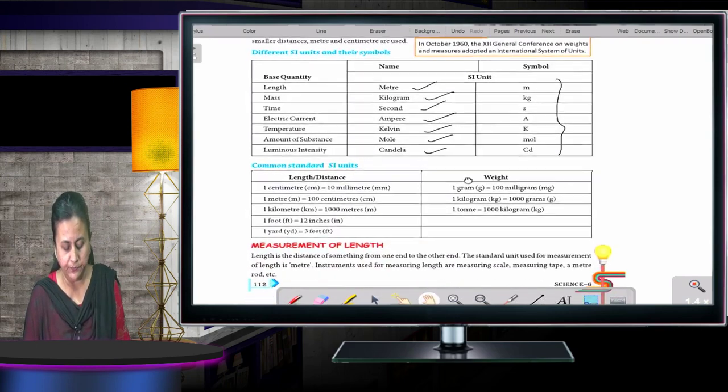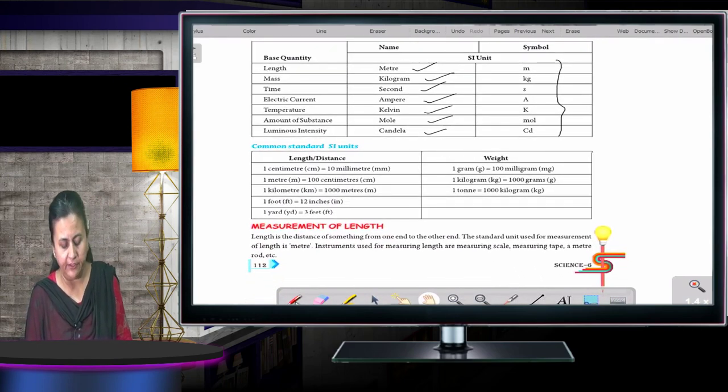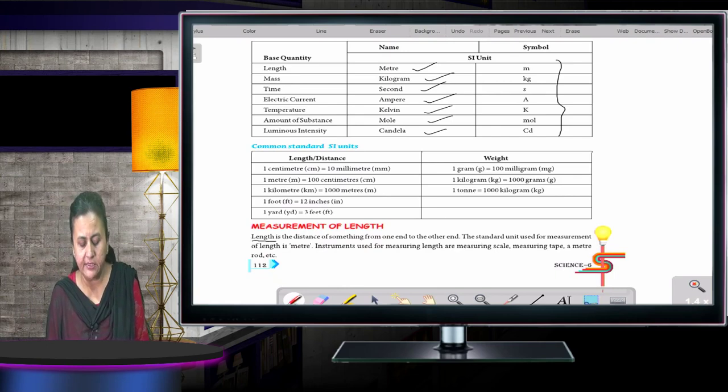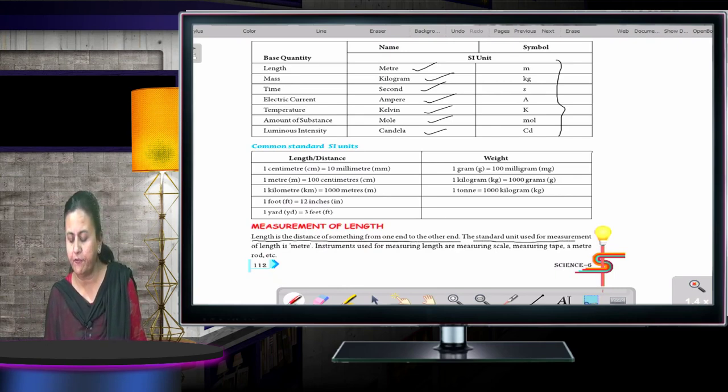So now, measurement of length. Length is the distance of something from one end to the other. The standard unit for measurement of length is meter. Instruments used for measuring lengths are the measuring scale, measuring tape, and a measuring rod.